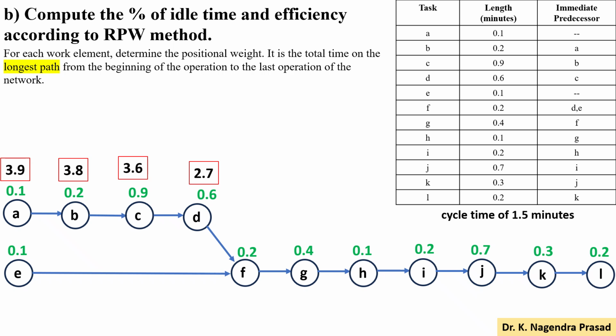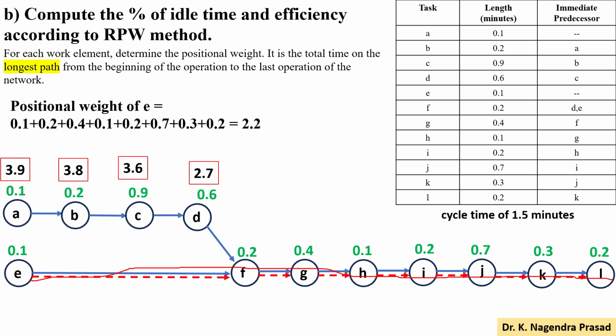The next task is E. For the E, the longest path is E, F, G, H, I, J, K, L, and its positional weight is 0.1 plus 0.2 plus 0.4 plus 0.1 plus 0.2 plus 0.7 plus 0.3 plus 0.2. So it is 2.2.